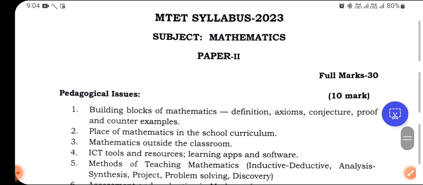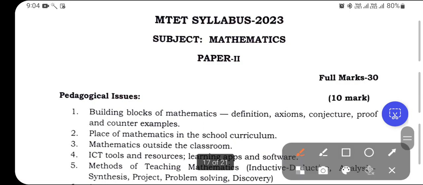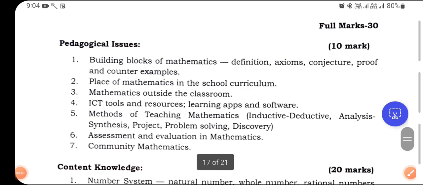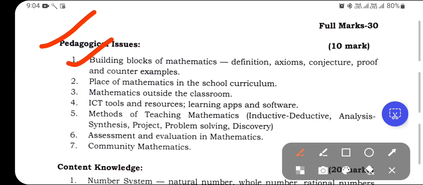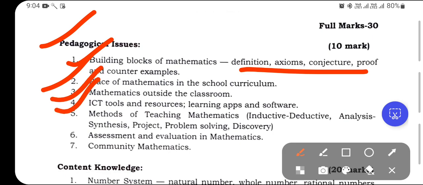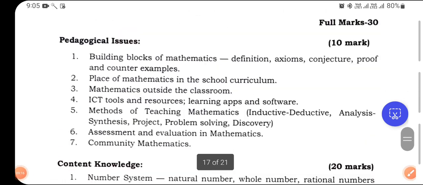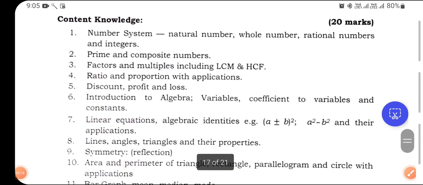Now friends, this is the syllabus for maths. These are the topics of the pedagogy section: building blocks of method, definition, axioms, conjecture, proof and counter example, place of math in school curriculum, maths outside the classroom, ICT, methods of teaching maths, inductive, deductive, analytical, synthetic, problem solving. So you have to understand all these topics. Assessment and evaluation in maths, community mathematics. 10 marks are coming from there and 20 marks are coming from the subject.